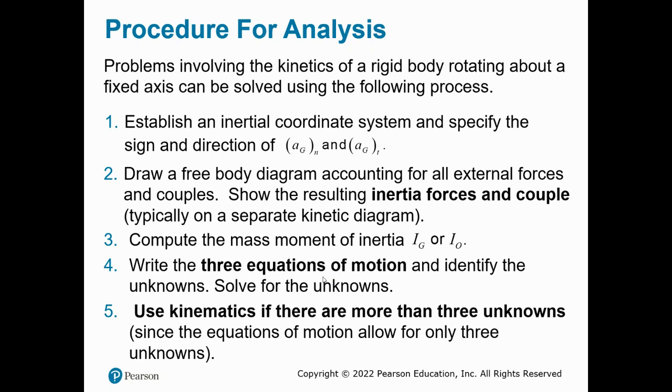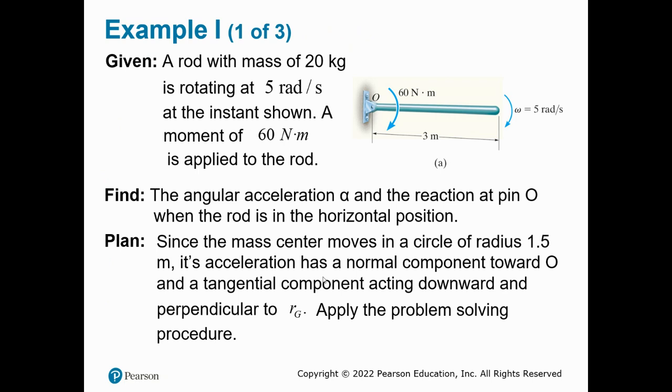Now, the general steps when you're solving problems like this: you establish the n direction and the t direction, normal and tangent. Draw a free body diagram showing the resultant inertia forces and couple. Compute the mass moment of inertia, IG or IO, write the three equations of motion, and identify the unknowns. Solve for the unknowns, and then use kinematics if there are more than three unknowns, since the equations of motion can only solve three unknowns. Let's take a look at some examples.